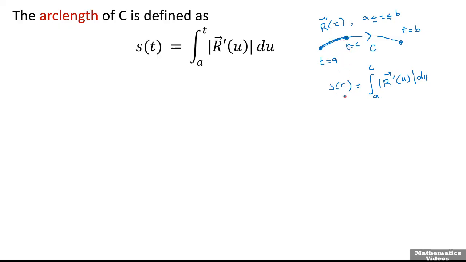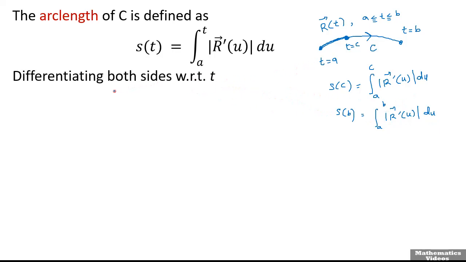Okay, similarly if we take t is equal to b, then what will be s of b? This is the definite integral from a to b of the magnitude of r prime of u. Now this s of b is the total length of the curve C. So hopefully the notion of arc length is now more clear to you by this explanation.